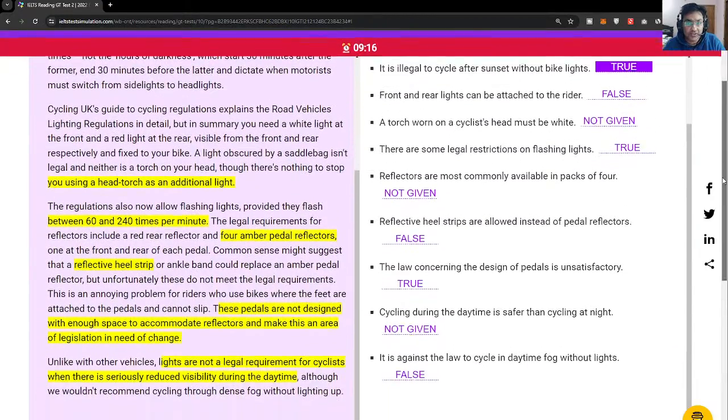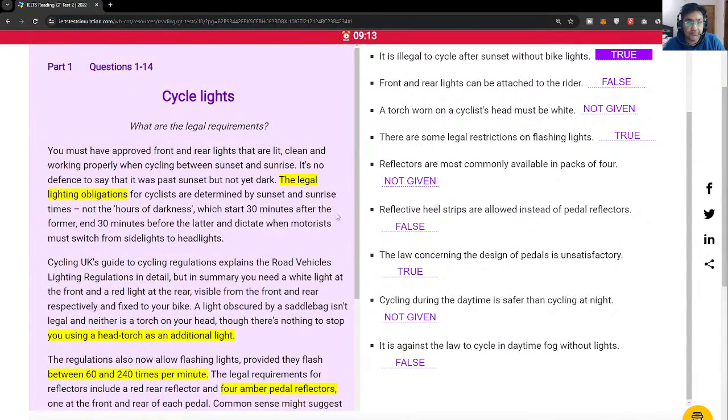We have 9 minutes. It is illegal to cycle after sunset without bike lights. It is notified was possible but not yet dark. Yes, it is illegal. So it is true. Front and rear lights can be attached to a rider. No. And neither is a torch on your head, which means you can't use it. It's false. You cannot attach it.